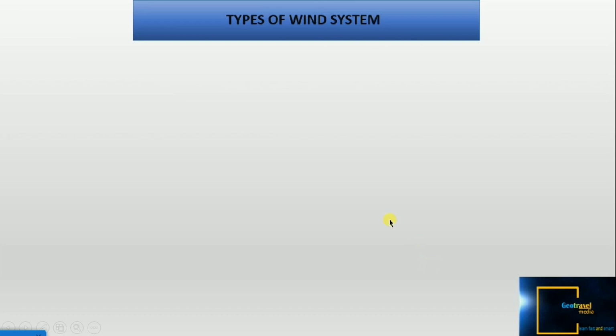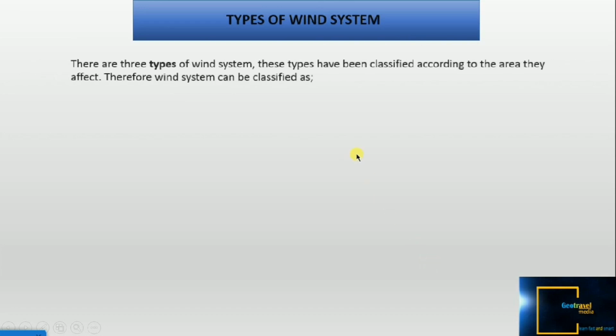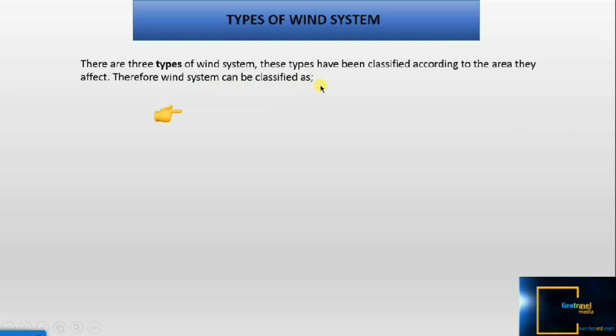Types of wind system. There are three types of wind system. These types have been classified according to the area they affect. Therefore, wind systems can be classified as global or planetary wind system, local wind system, and zonal wind system.